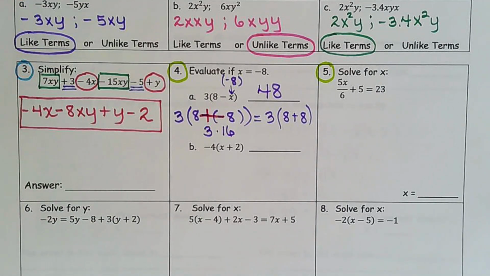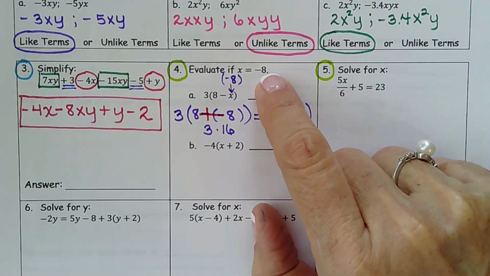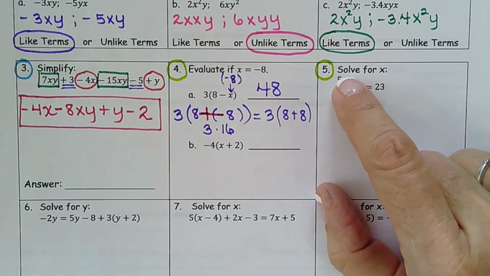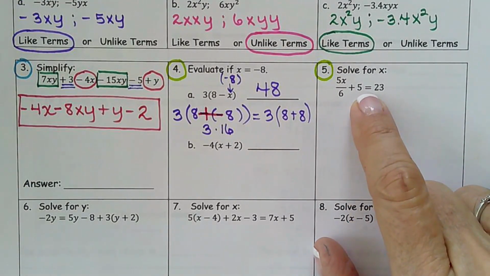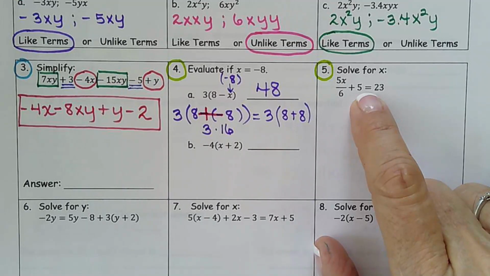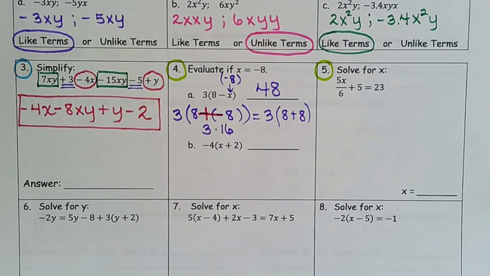So that's called evaluating. We didn't find the value of the variable. We were given the value of the variable. Where solve means find the value of the variable. And it's all because of the equal sign. Equal means solve. No equal sign, you're just evaluating.